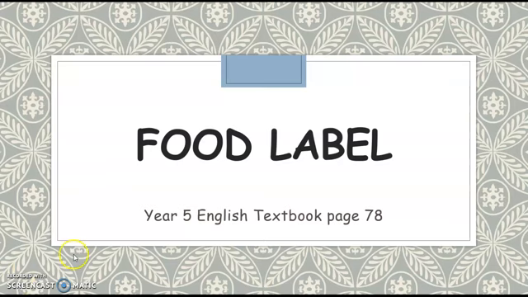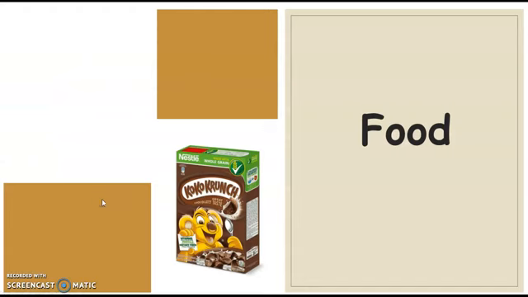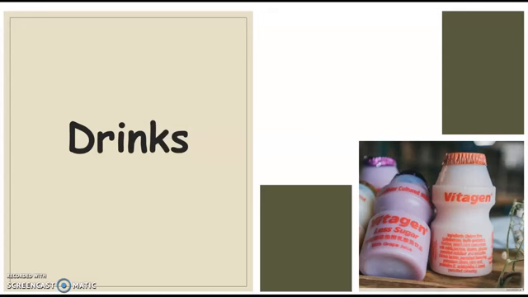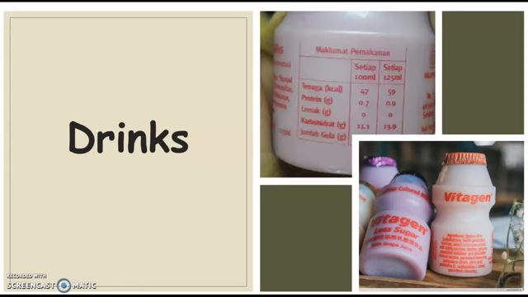First of all, what is a food label and when can you see a food label? You can see it on the packaging of your food and it always looks like this. You have the nutritional information, alright? And you can also find a food label on your drinks. You can always find the food label at the back of the packaging.